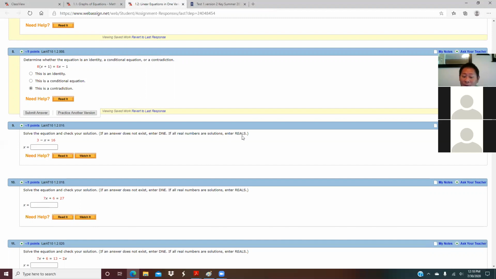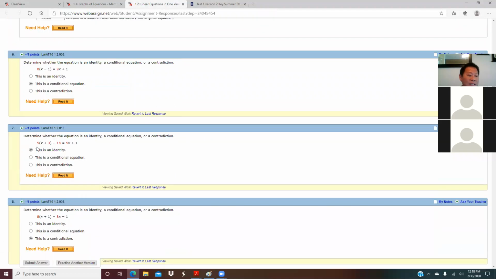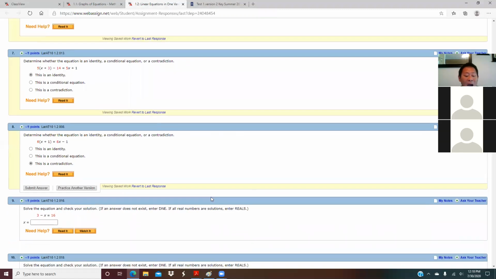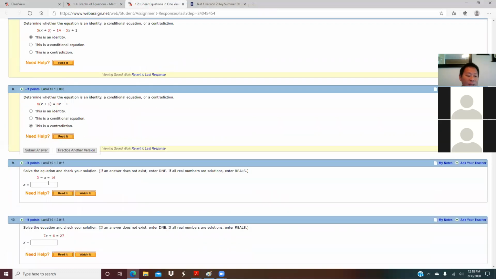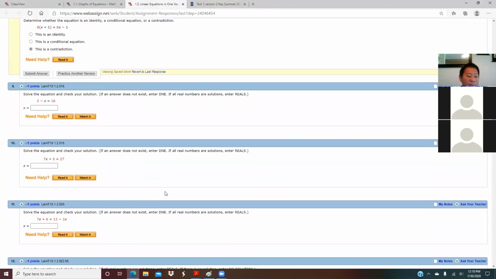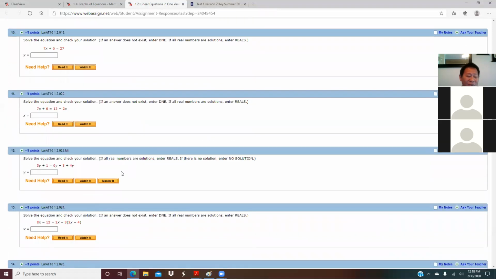Don't forget these are capital letters. If you don't use capital letters, they mark you wrong. For example, take question 7. If I want you to solve this, we know it's an identity because your left and right sides are the same, so I will use the word reals to type in here. Okay, so the rest is pretty much easy. I bet you guys know how to solve this equation.